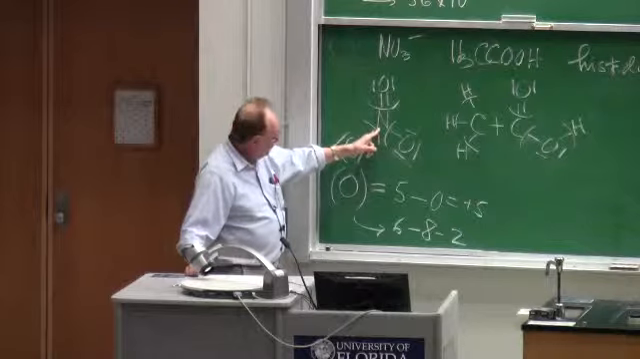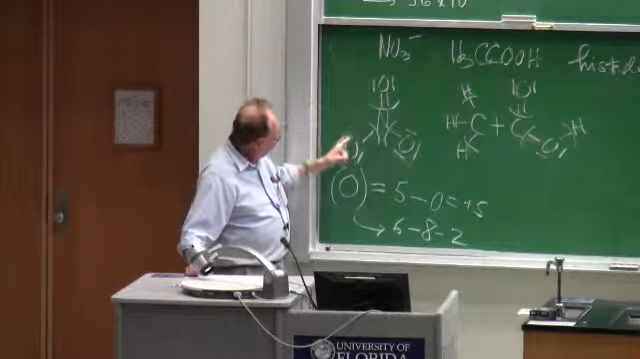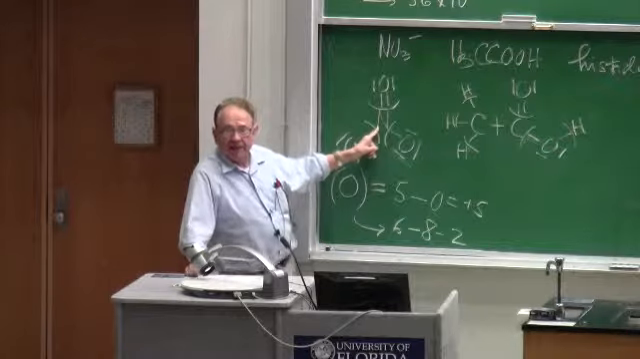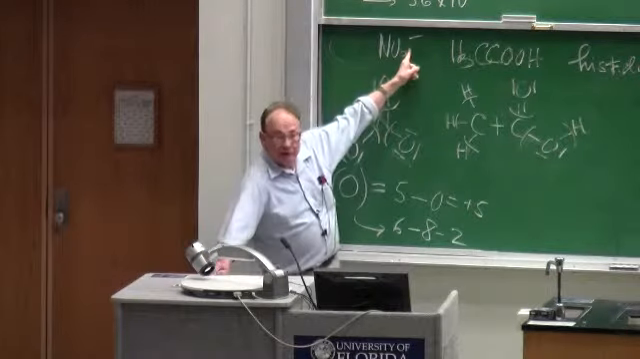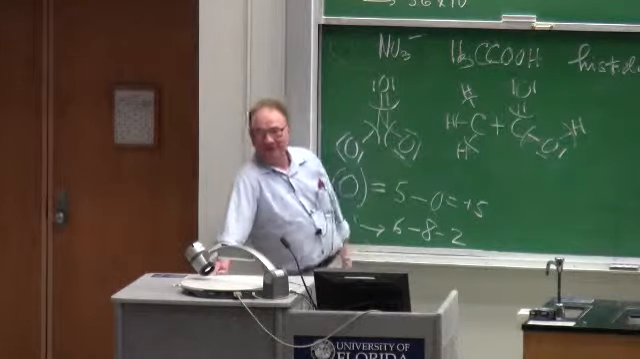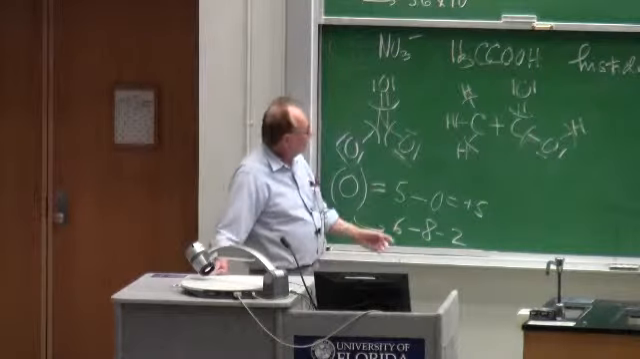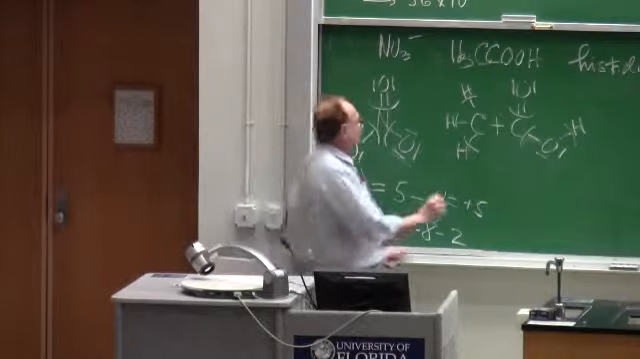Nitrogen is +5. So if I add up -2, -2, -2, I get -6. And add that to +5, what do I get? Is that not equal to the charge on the species? Bingo. That's one way to check whether or not you did this arithmetic properly. Let's play the game for acetic acid.